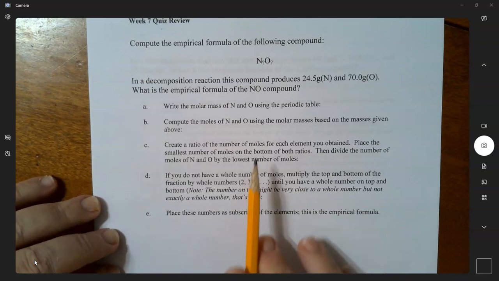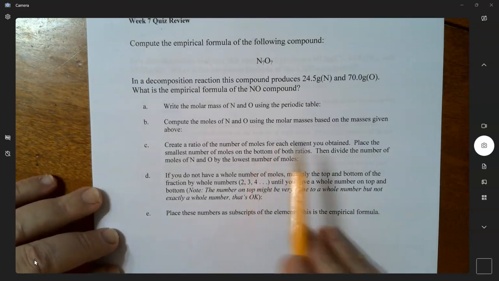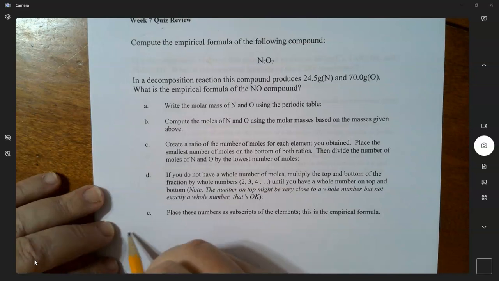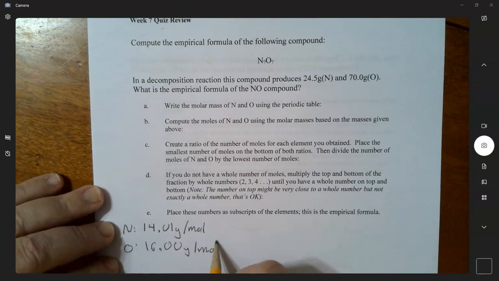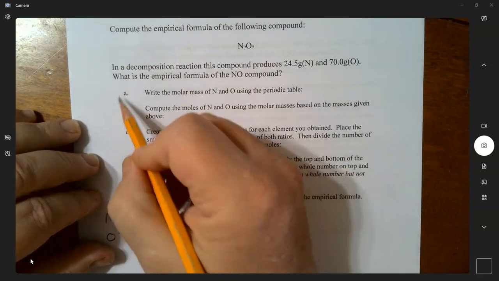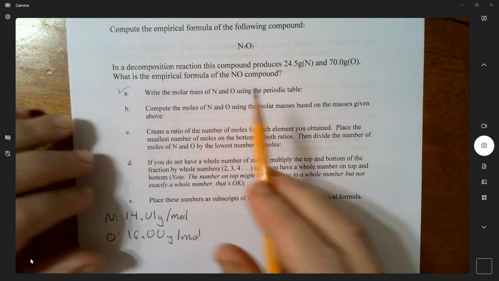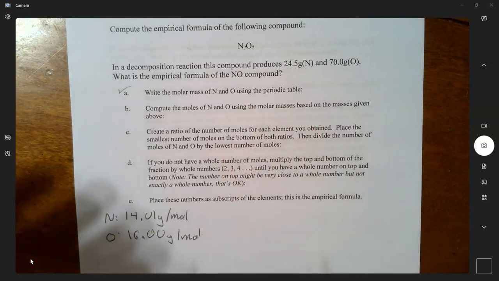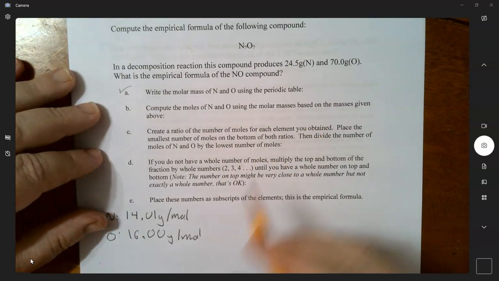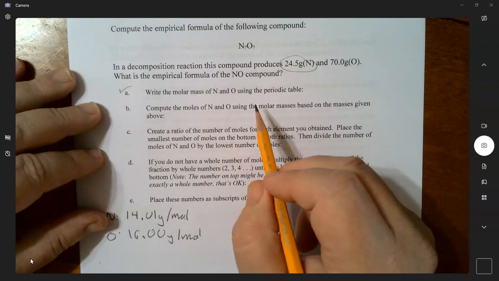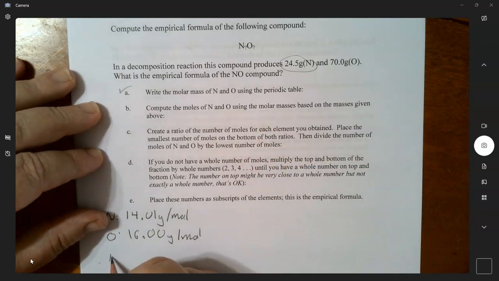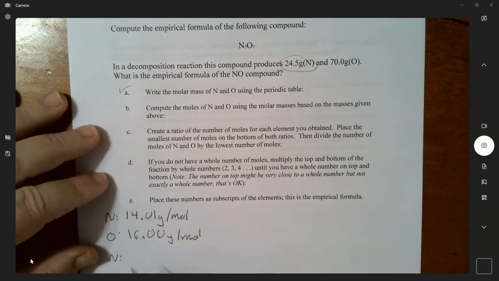So we're going to write the molar mass of N and O using the periodic table. Okay, and so we've taken care of this. Compute the moles of nitrogen and oxygen. Again, anytime you're dealing with a chemical formula or equation, you've got to be in moles, okay? So it tells us we're given 24.5 grams of nitrogen.